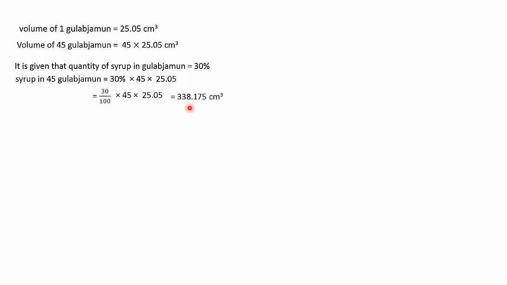Then we have to round off this answer. That is, syrup in 45 gulab jams is equal to 338.175, which is very close to 338. And we will round off this answer as 338 centimeter cube. So syrup in 45 gulab jams is equal to 338 centimeter cube. That is our answer.